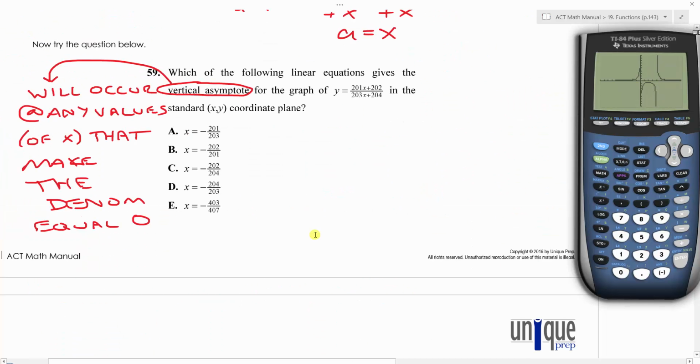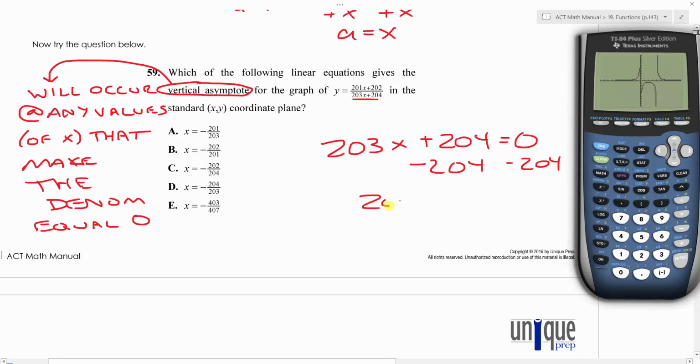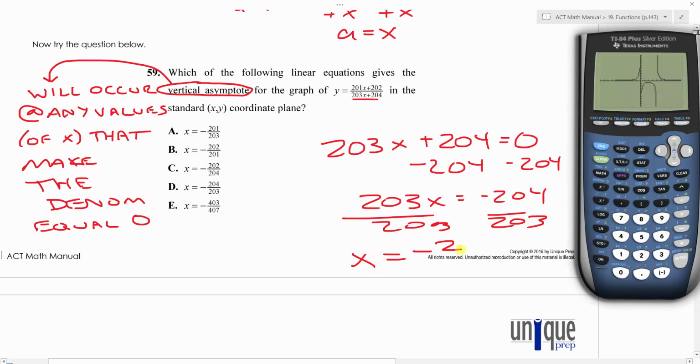So back to number 59, all we are doing here is trying to find the x value that will make this denominator equal to 0, and that will also give us the equation of the vertical asymptote. So I'm going to do what we did before. I'm going to set 203x plus 204 equal to 0. I'm going to subtract the 204, subtract the 204. I'm going to get 203x equals negative 204. I'm going to divide by 203, divide by 203. I'm going to get x equals negative 204 over 203.